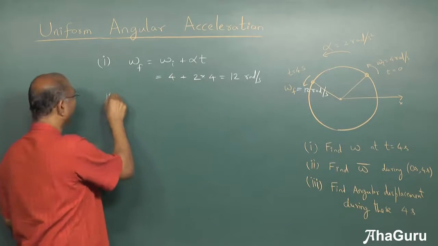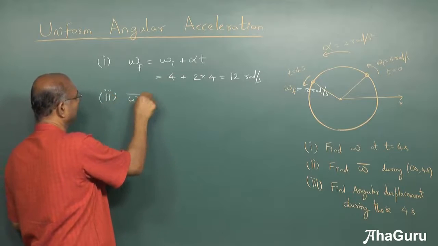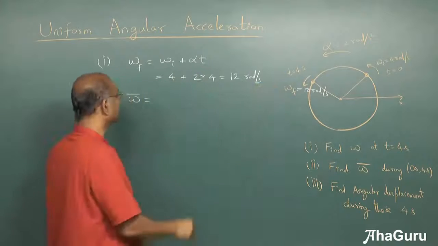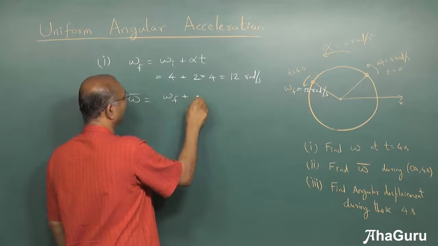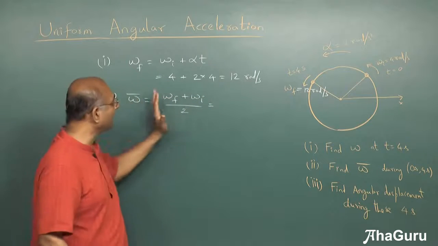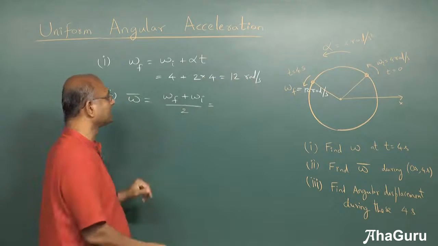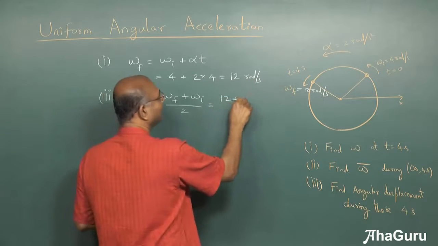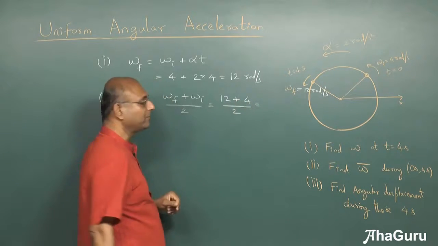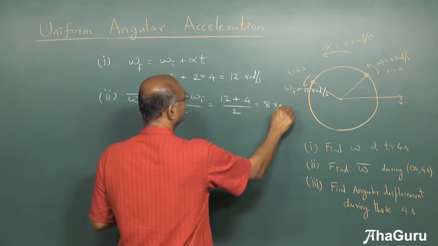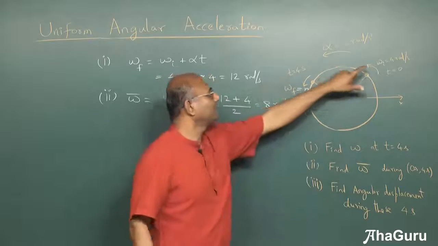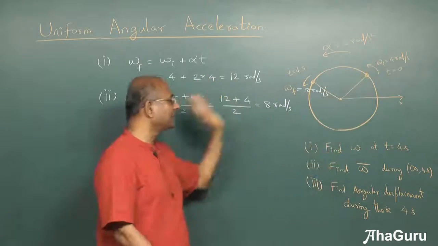If I now want to find average angular velocity during this time, because it is uniform angular acceleration, average angular velocity is final angular velocity plus initial angular velocity by 2. Remember, only valid for uniform angular acceleration. It is uniform angular acceleration, so no big problem. So this is 12 plus initial is 4 by 2. So this is how much? 16 by 2, 8 radians per second. So the average angular velocity from 4 to 12, something in between, is 8.